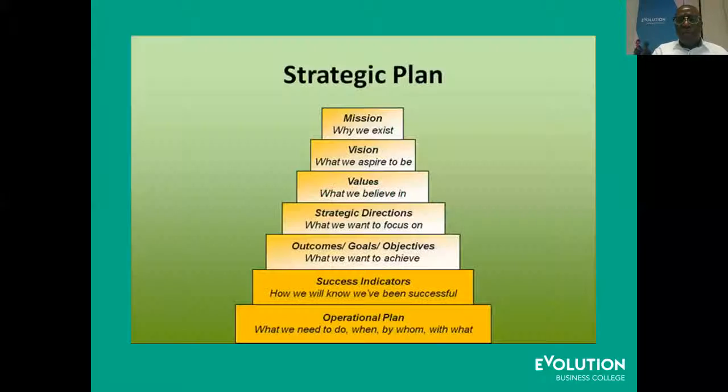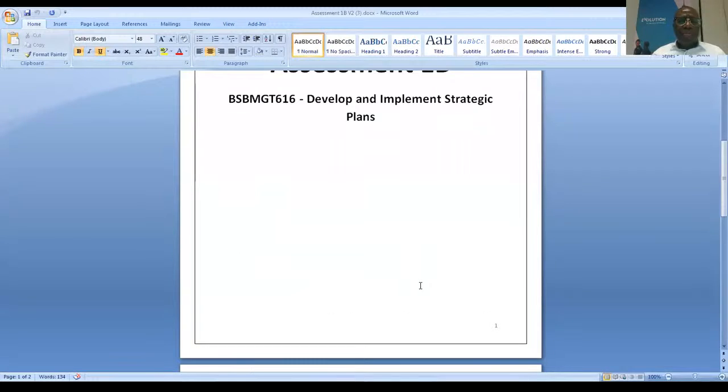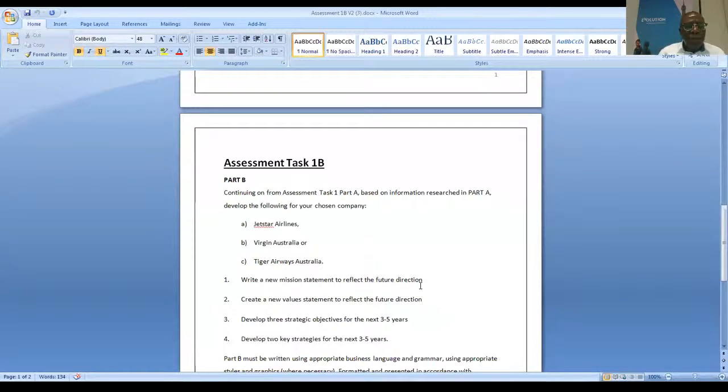Now, 1B, let's look at it. What does 1B ask you to do? In 1B, you are asked to continue from task 1. In task 1, we're assuming now you have chosen your airline, you have done a market analysis, and like we said, market analysis, you're telling us how big that industry is, who are the players in there, the competition, and what gives that airline an edge. So you have done that, you've done your SWOT, you've done your PESO, and now we are on to 1B.